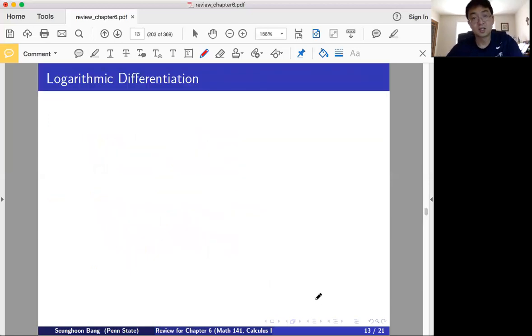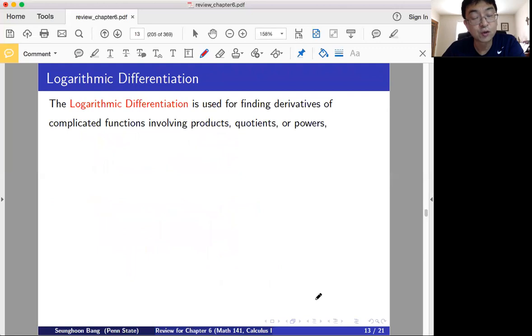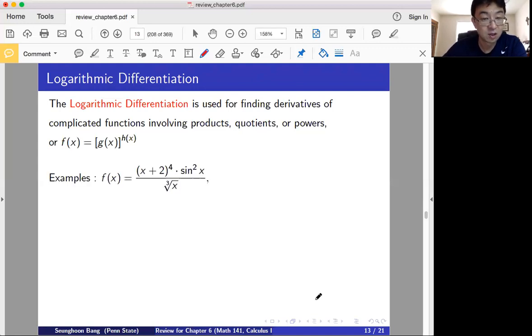The next one, logarithmic differentiation. Logarithmic differentiation is used for finding derivatives of complicated functions involving products, quotients, or powers, or f of x equals g of x to the h of x, where the base is a function and the power is a function. Usually we use logarithmic differentiation. Example, the next one. So this is what? Exactly a product, quotient, powers. So we can use logarithmic differentiation.